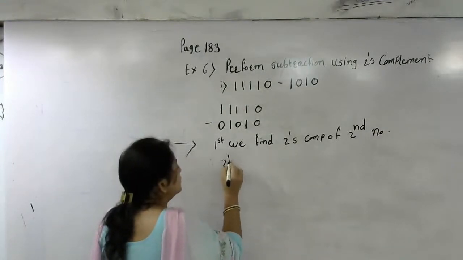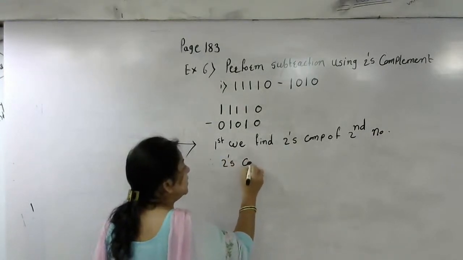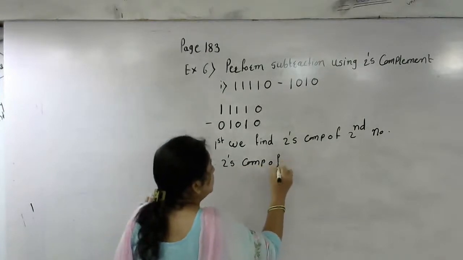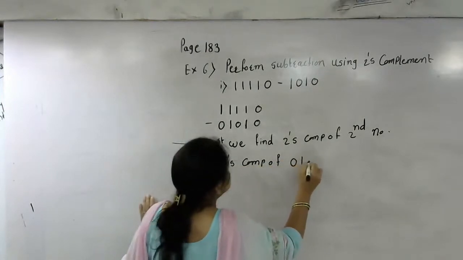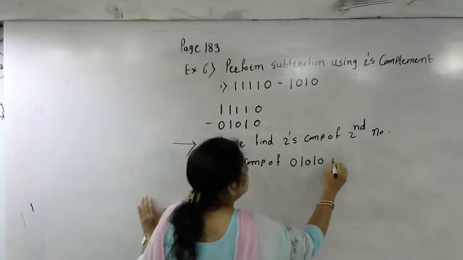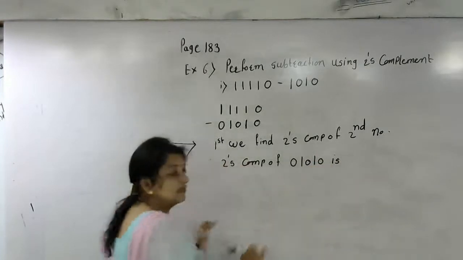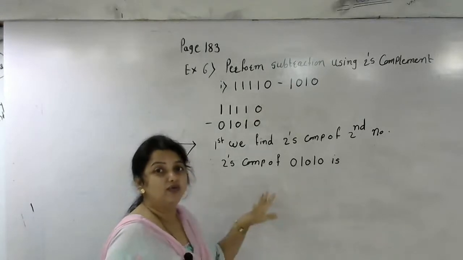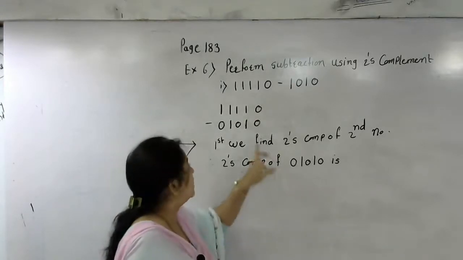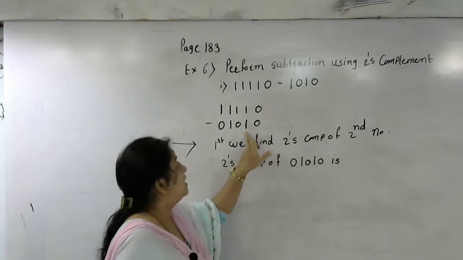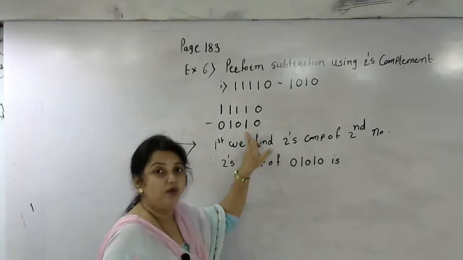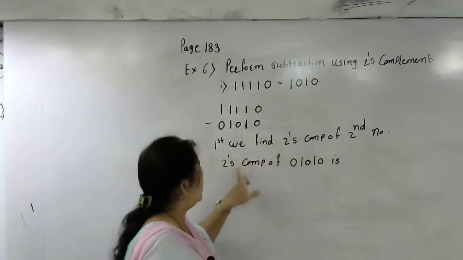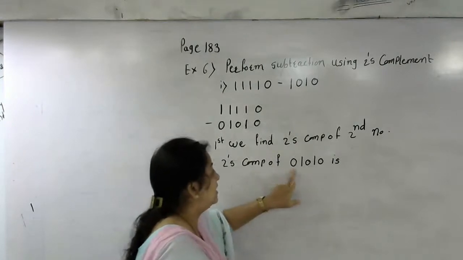Therefore, the 2's complement of 0, 1, 0, 1, 0 is, here that 0 makes the difference. If you do not take that 0, then your answer goes wrong. So consider the first step: you have to make an equal number of bits for both numbers, and then we find the 2's complement of that second number.